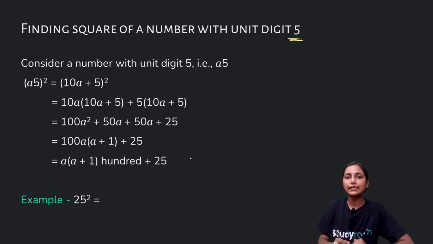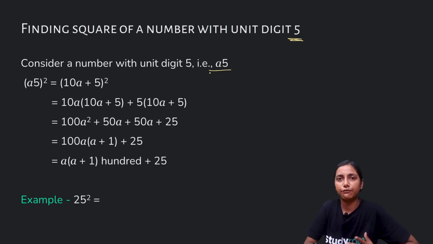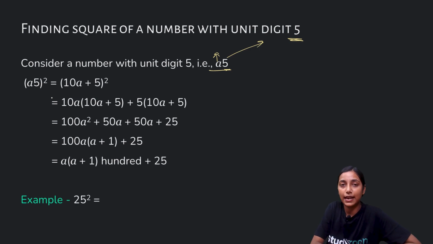What is that formula? See, consider a number with the unit digit 5 and that number is actually A5. A can take any value. There is this A at the 10's place and at the 1's place there is 5. Unit digit is 5. Now what is going to be the square of this A5? This is how you solve it.